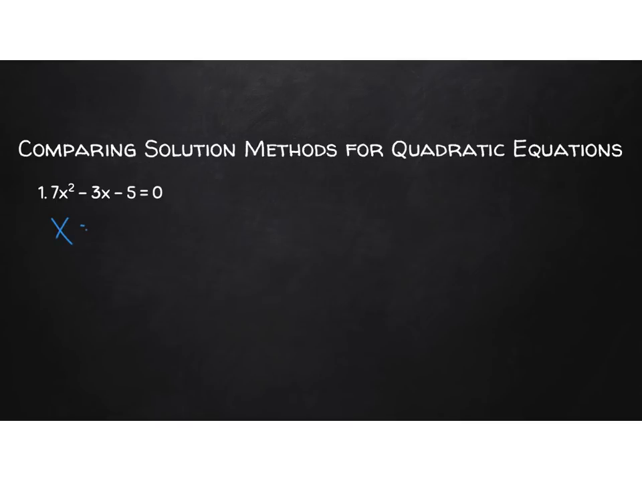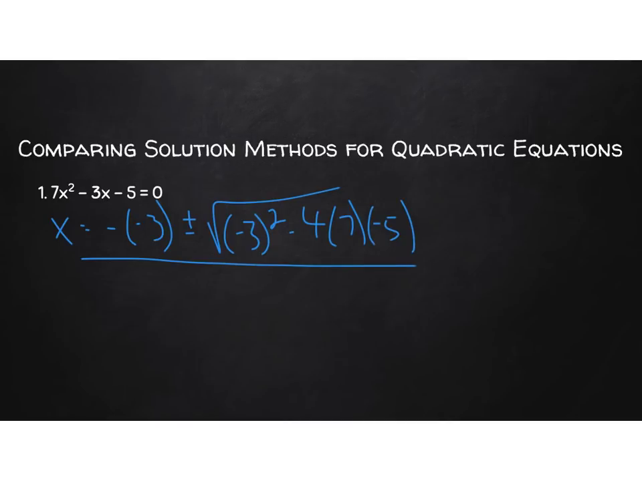So we get x equals negative b, which is negative 3 in this case. Again, just because there's a negative there, don't forget to write the negative that comes with the formula. Plus or minus the square root of b squared. Don't forget parentheses around your negative so that you square that as well. Minus 4ac. A is 7 and c is negative 5, and that is all over 2a.